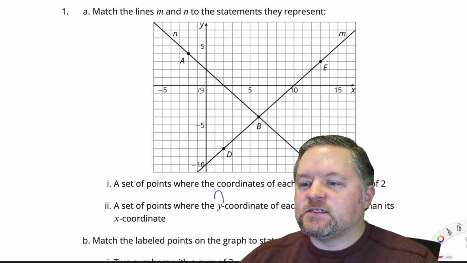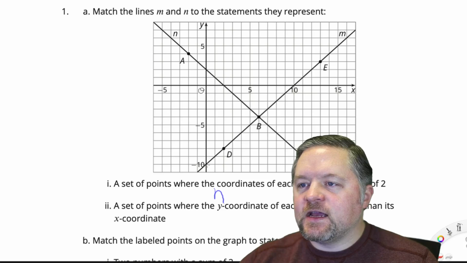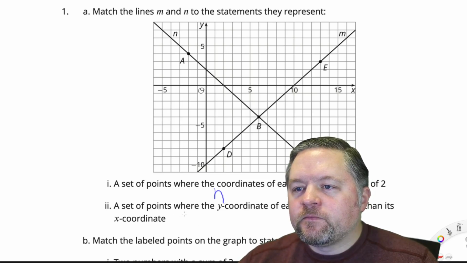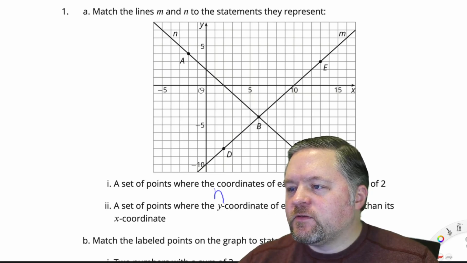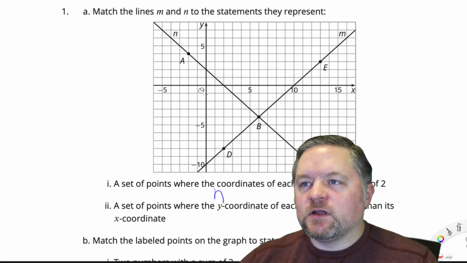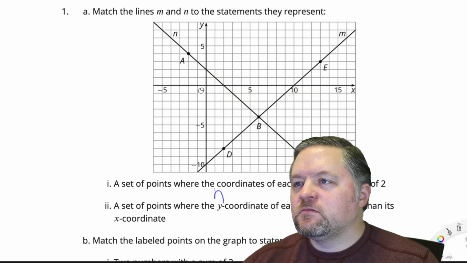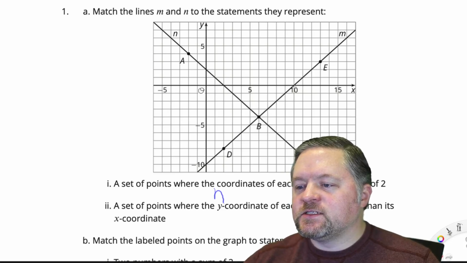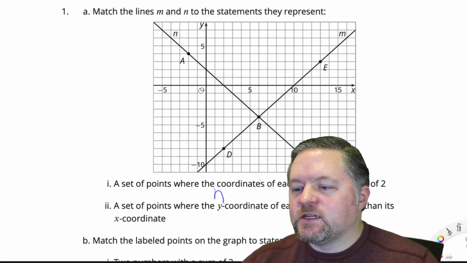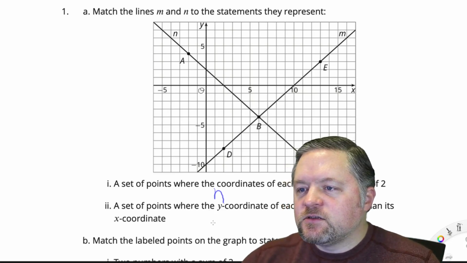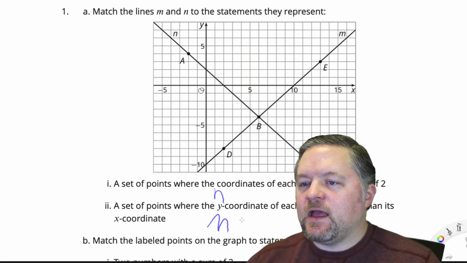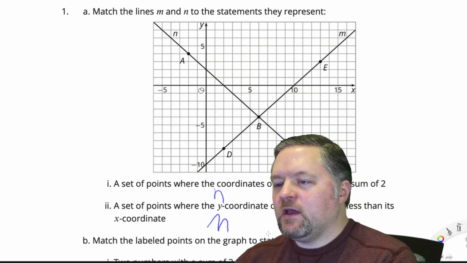If x is 0, y is negative 10. Set of points where the y-coordinate of each point is 10 less than its x-coordinate. Negative 10 is 10 less than 0. Here the x-coordinate is 10, the y-coordinate is 0. The y-coordinate is 10 less. So that one has to be M. Okay.